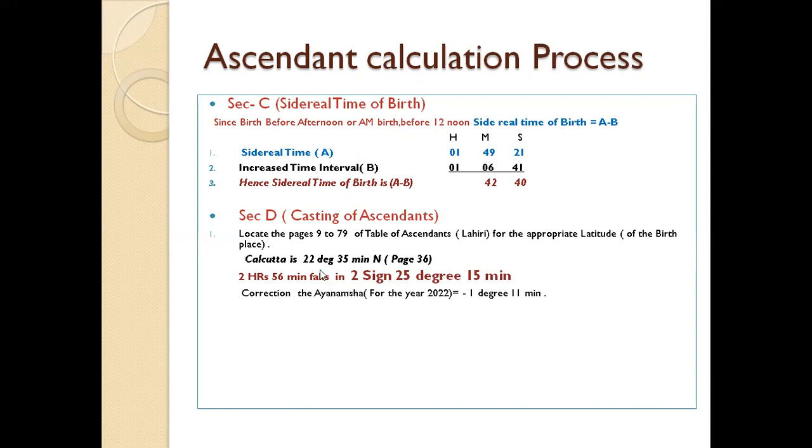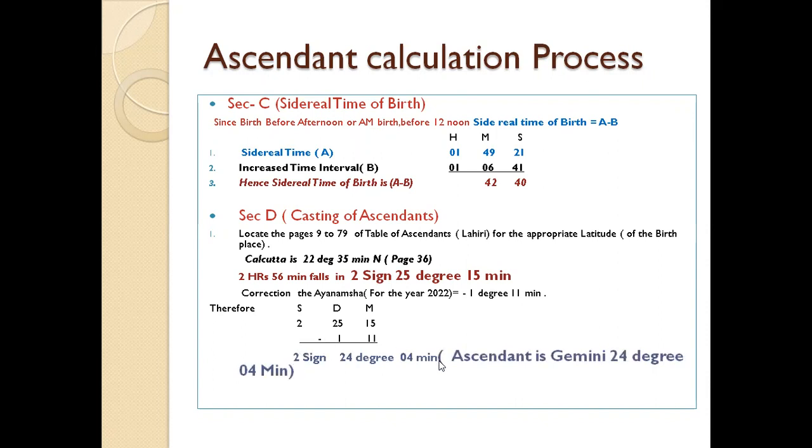So now this is based on your 1938 latitude. Basically we have to do the last step, which is the Ayanamsha, the first slide which I have explained, for the correction of 2022. There it is minus 1 degree 11 minutes. If we subtract it from 2 signs 25 degrees 15 minutes, we get the actual ascendant, which is 2 signs 24 degrees 4 minutes.